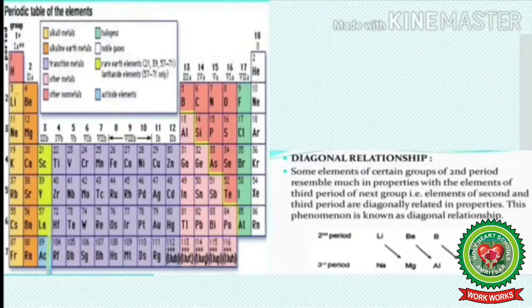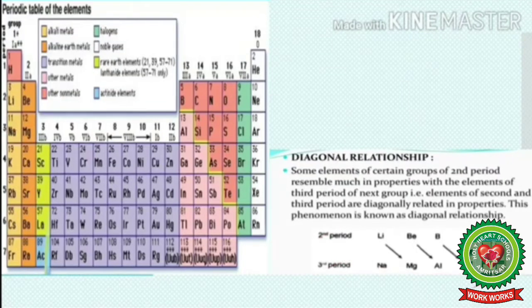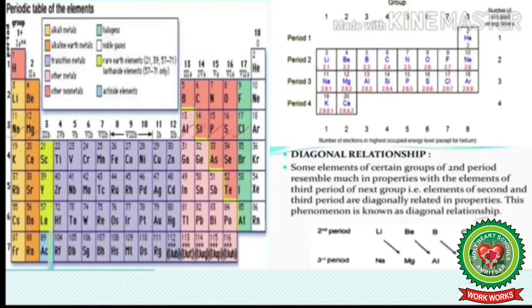Now the elements of period 2 and period 3 show a diagonal relationship. That means the properties of the second period elements resemble those of elements from the third period. These elements are also known as bridge elements. All the elements of period 3 are called typical elements because they represent the properties of their respective groups.